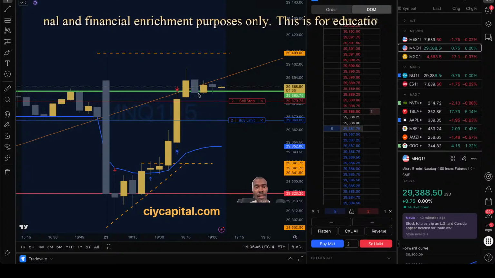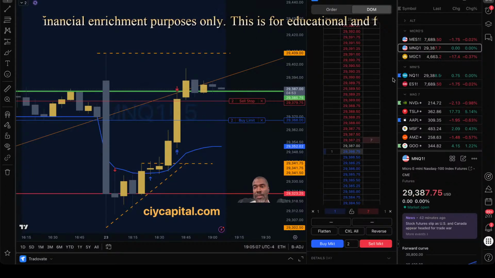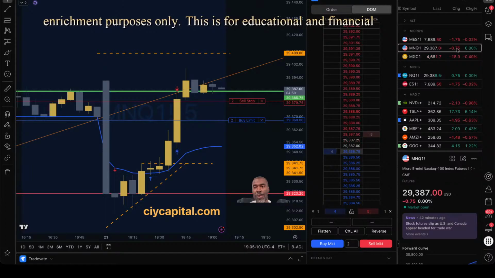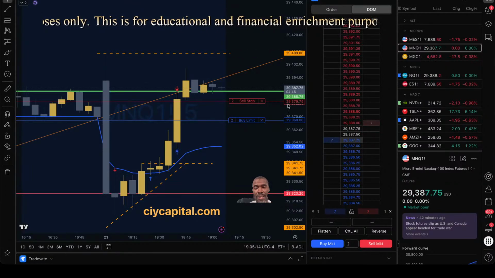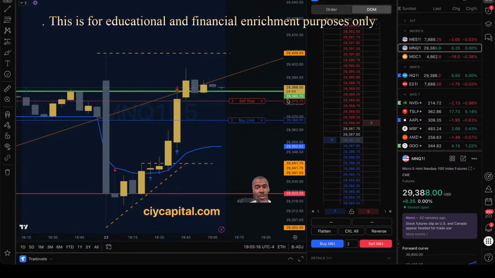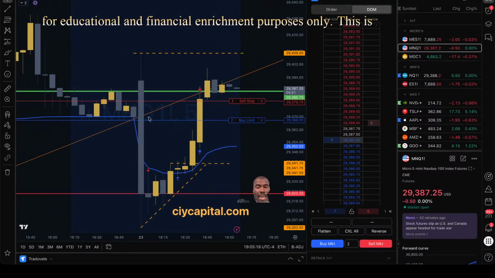Yeah, we're gonna be consolidating for a little bit. NASDAQ is floating back and forth between $1 and a negative $1. This 29,000 is real support. But yeah, I gave you the levels.